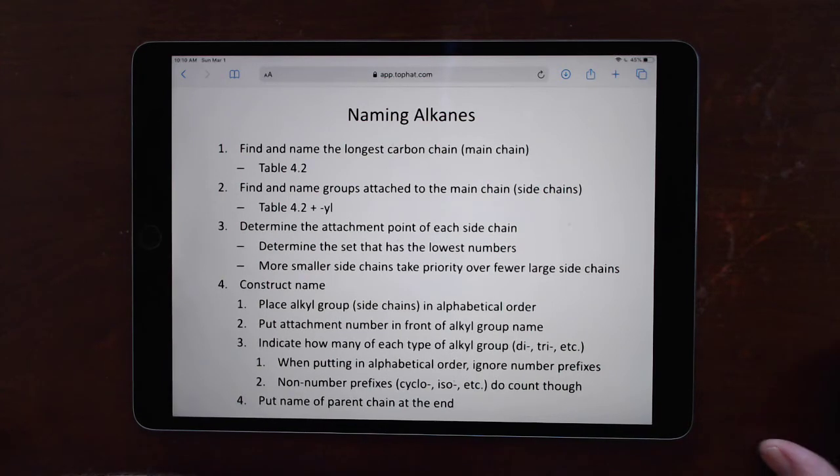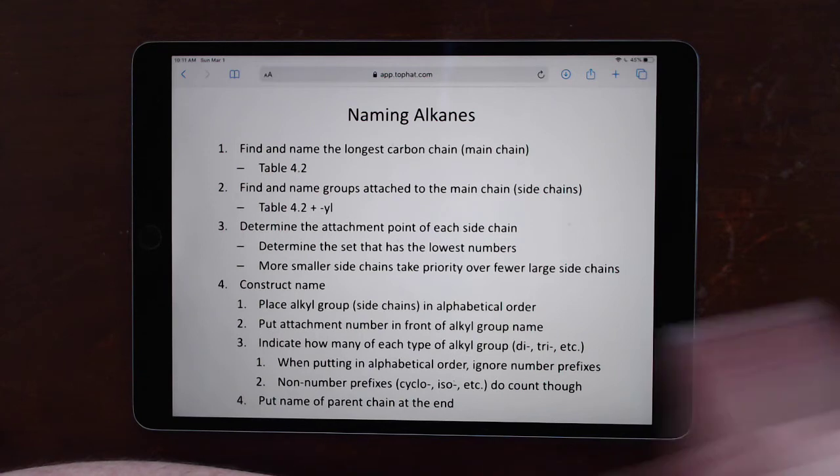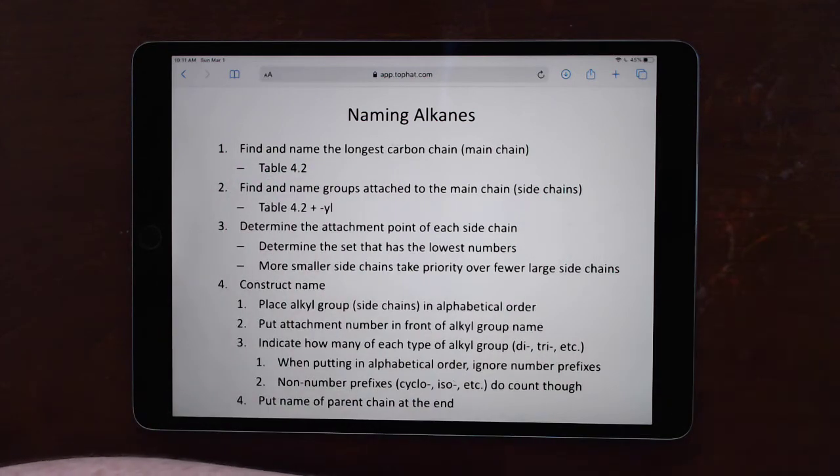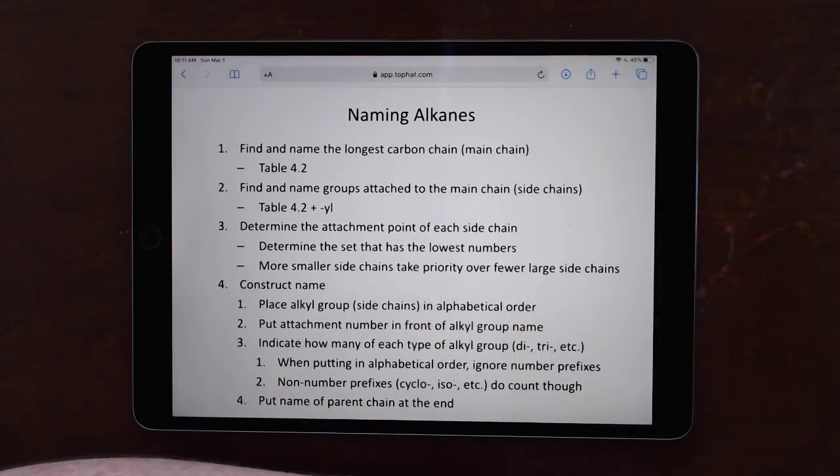The first thing you've got to do is find the main chain, the longest stretch of carbons in a row. And don't forget, you can go down what look like the side chains. It does not have to be the horizontal. So if it's 6 carbons long, it's going to be hexane. If it's 8 carbons long, it's going to be octane. That is going to be the main chain, so you've named all of those carbons.